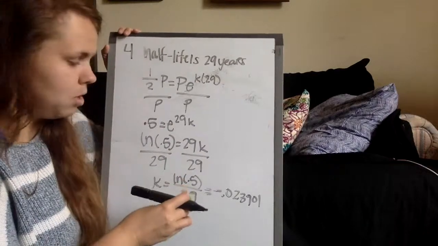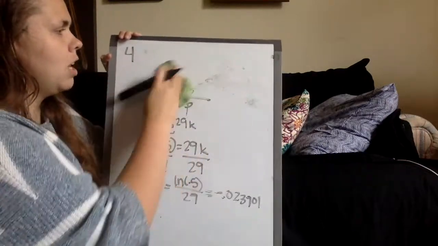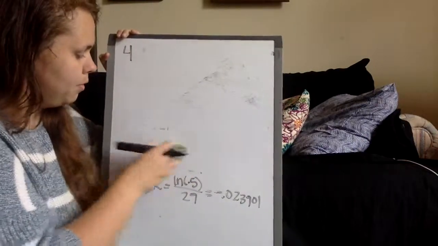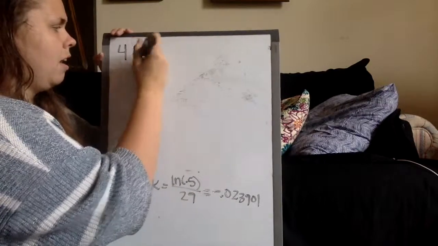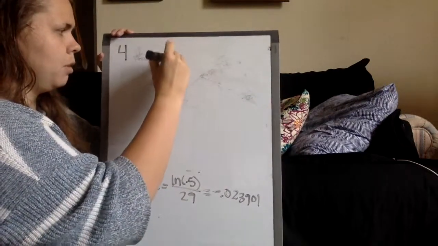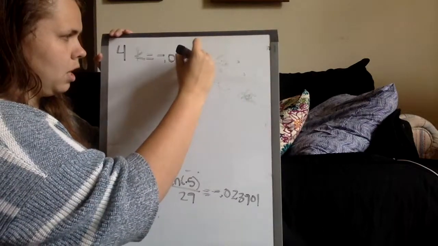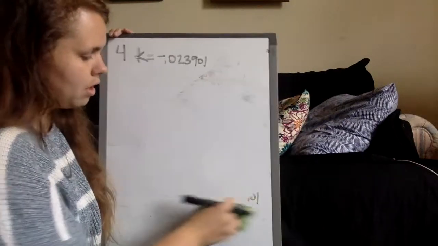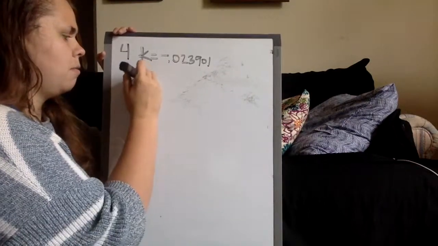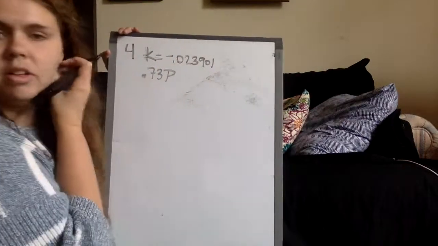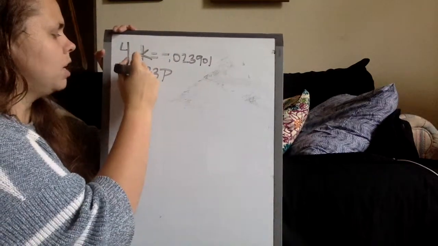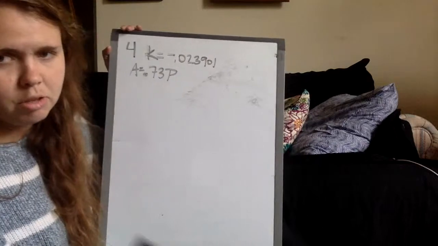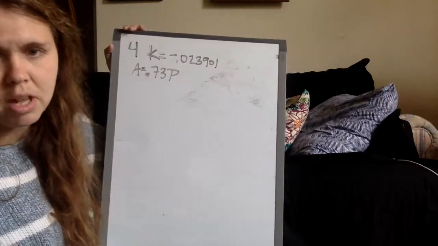So I'm going to use this information. Now we know that k equals negative 0.023901. And so now we're going to talk about the second part of the question, which says that we have 0.73p as our final. So we're changing A from being 1/2, because we found the half-life and that helped us find the rate, to now using our real A, which is 0.73p. That's 73% of the original amount.